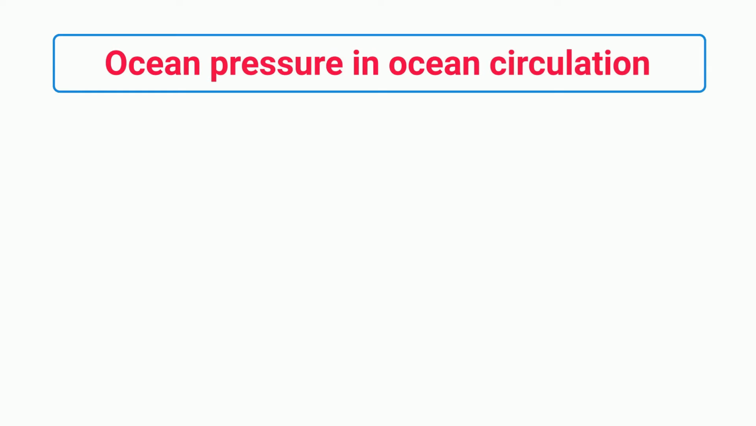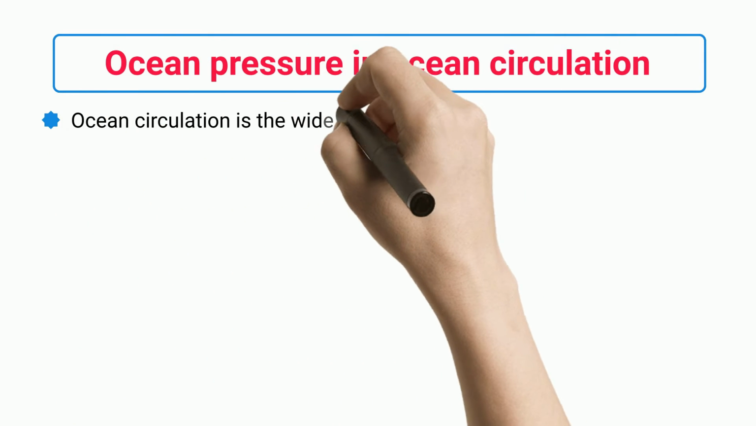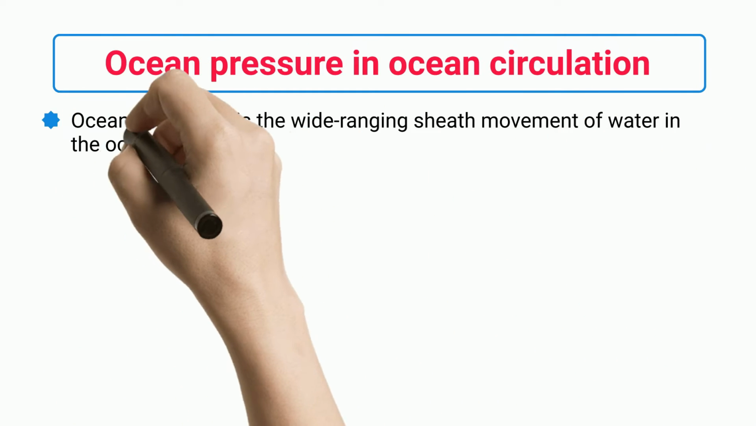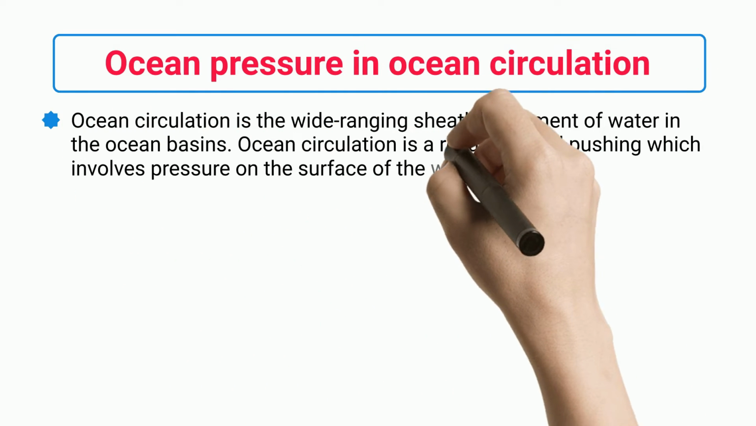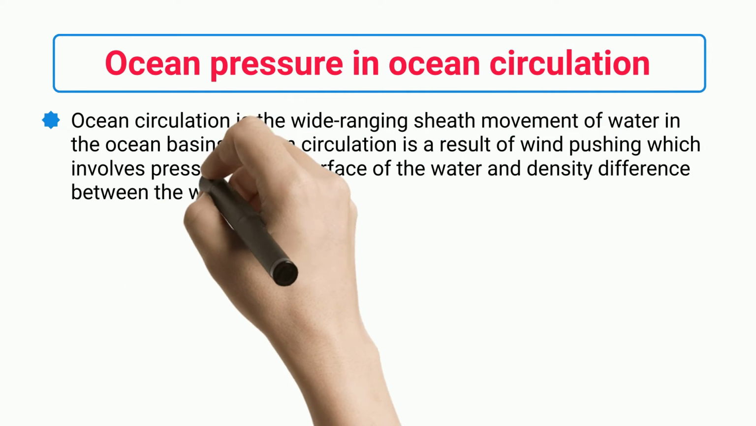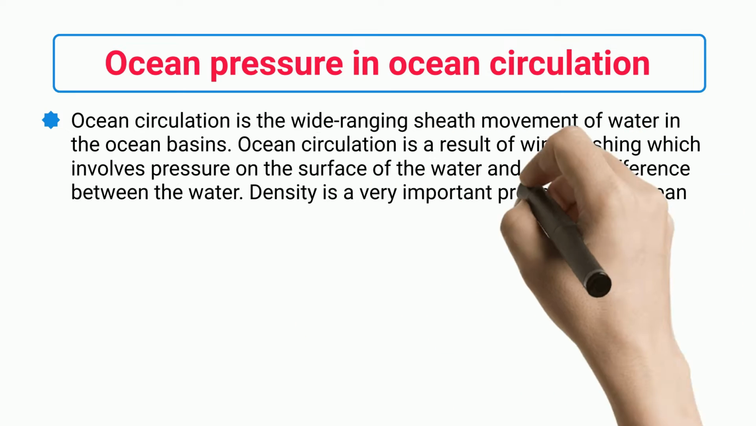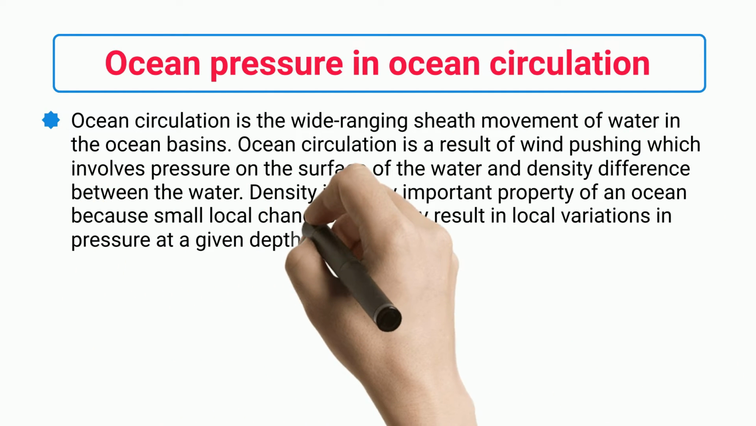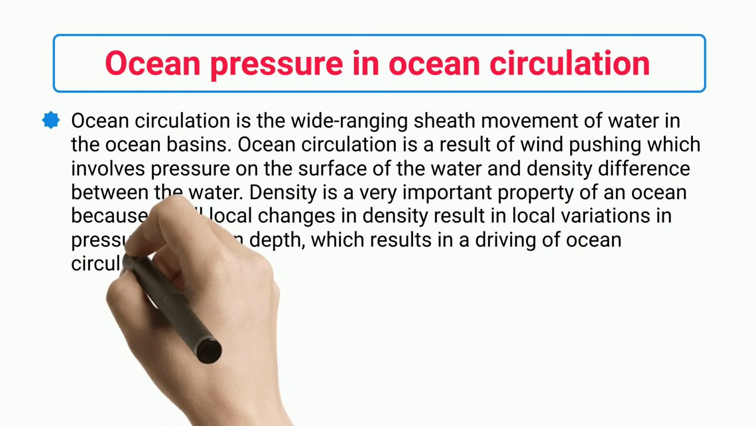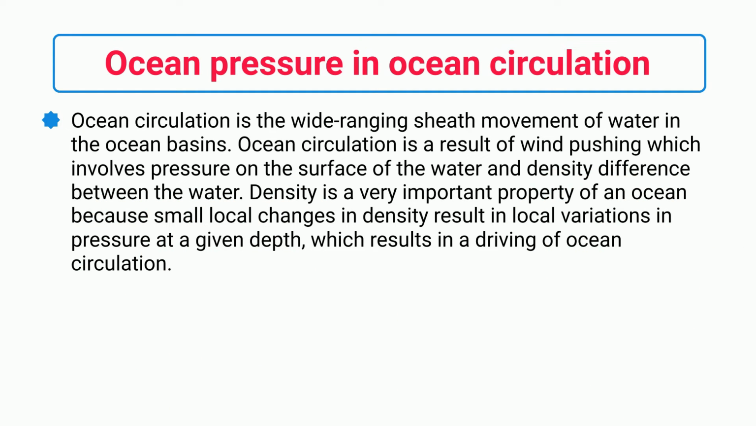Ocean pressure in ocean circulation. Ocean circulation is the wide-ranging systematic movement of water in the ocean basins. Ocean circulation is a result of wind pushing, which involves pressure on the surface of the water, and density difference between the water. Density is a very important property of an ocean because small local changes in density result in local variations in pressure at a given depth, which results in a driving of ocean circulation.